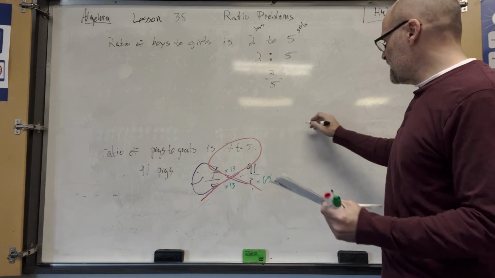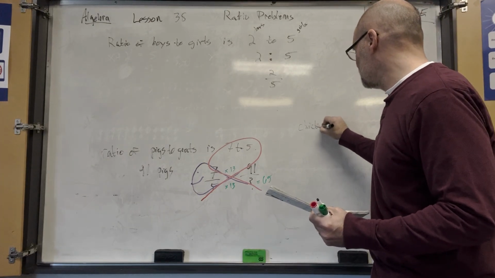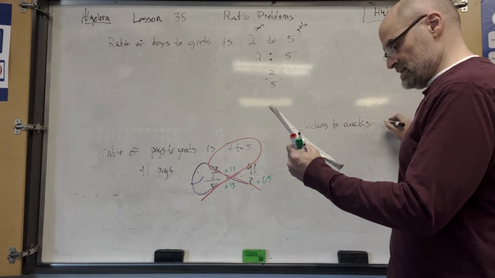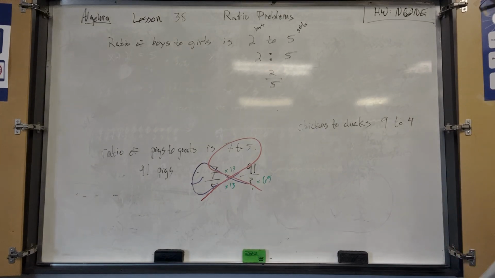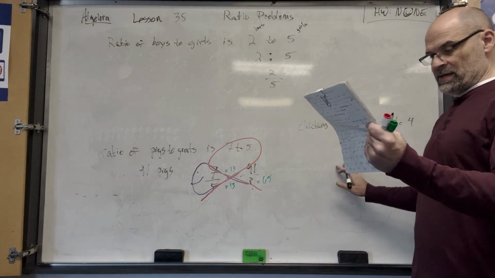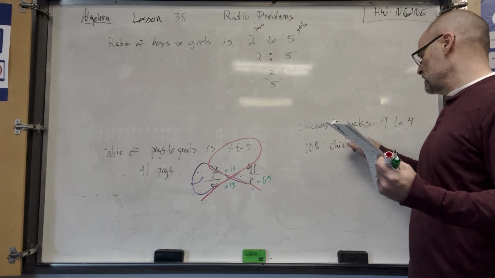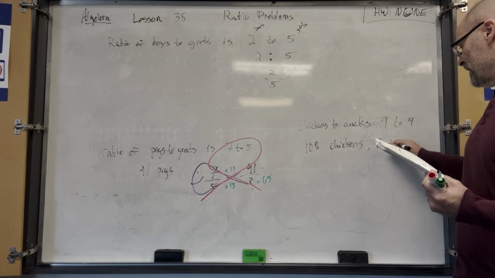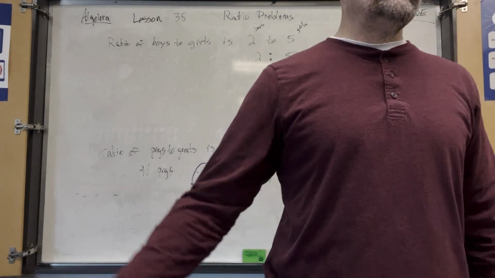All right, chickens to ducks. Chickens to ducks is 9 to 4. Okay. And then there's 108 chickens. 108 chickens. How many ducks? So it's going to give you the ratio. It's going to give you one of the actual numbers. And then it's going to ask you to find the other one.